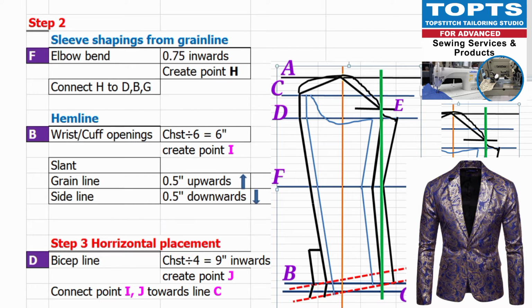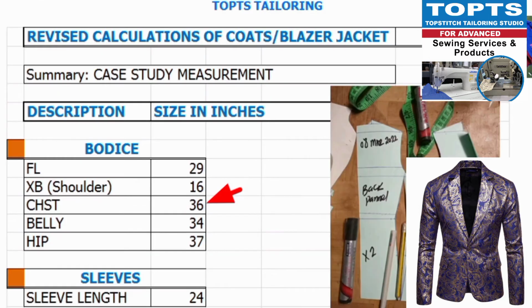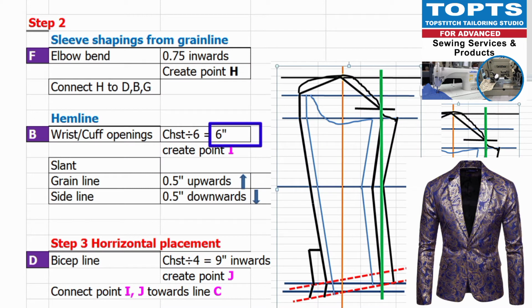Then we are going to line B. That's the hemline. Now that's where we are going to insert our wrist or cuff opening. So how do you determine this cuff opening? You're going to get a chest measurement, divide by 6, giving you the answer. That is the case study of our table still, 36 inches, divide by 6, giving us 6 inches. Then after, you create point I.